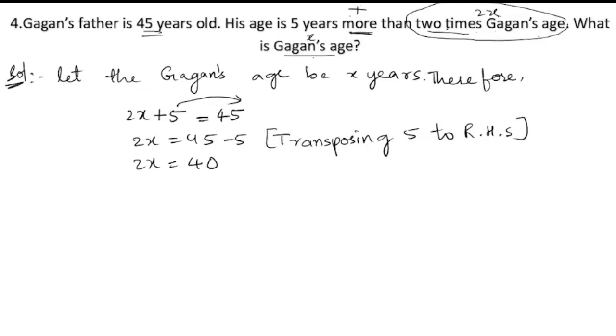Next, let us remove this 2. So this is in multiplication, we need to divide. So 2x by 2 is equal to 40 by 2. So 2 ones are 2, 2 twos are 4, and 0, 2 twenties are 40. Okay. So x is equal to 20. That means Gagan's age is 20 years.